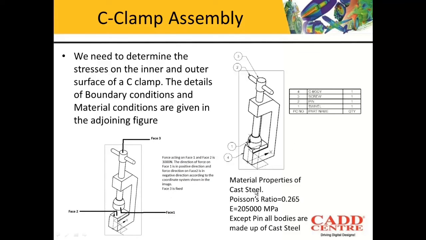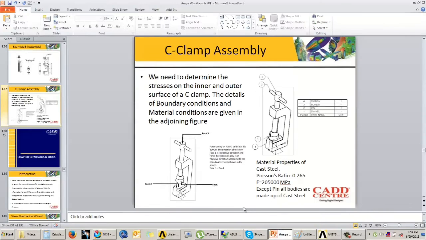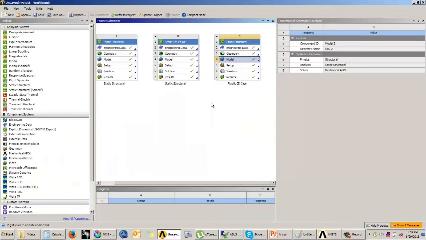The material properties are given over here. All the components except the pin are made of a material called cast steel, whose Young's modulus is 2,05,000 megapascal and Poisson's ratio is 0.265. The pin alone is made of structural steel. So now we will analyze this. We have to apply these loads and then understand what stresses are induced in the model. So let us add this assembly.